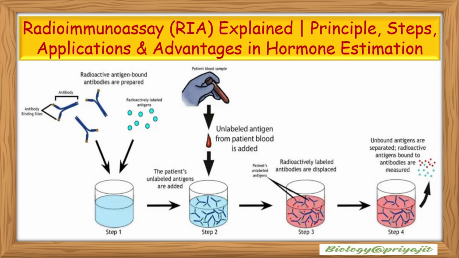Today we are going to uncover a very important diagnostic technique, radioimmunoassay or RIA. This technique is used for estimating hormones in the body like insulin, thyroxine, cortisol, etc. So we will cover the principle, steps, advantages, disadvantages and applications in a clear point-wise way, and after all, the clinical significance of the technique.